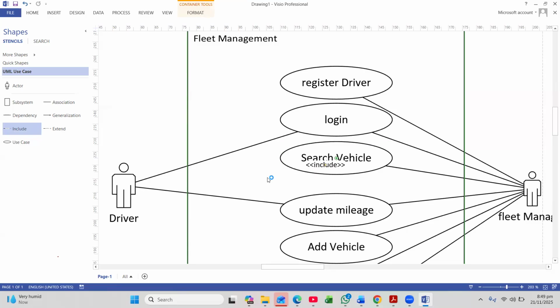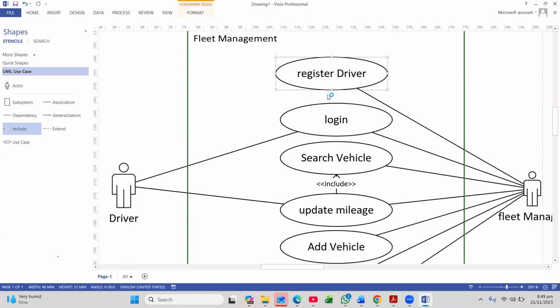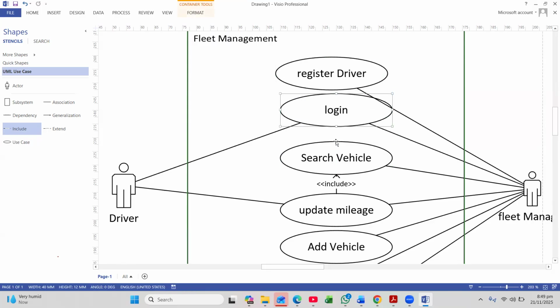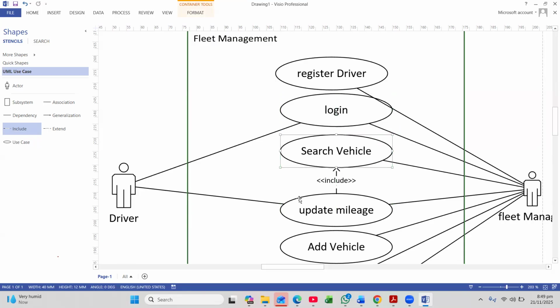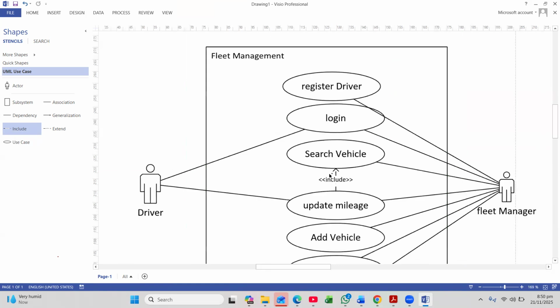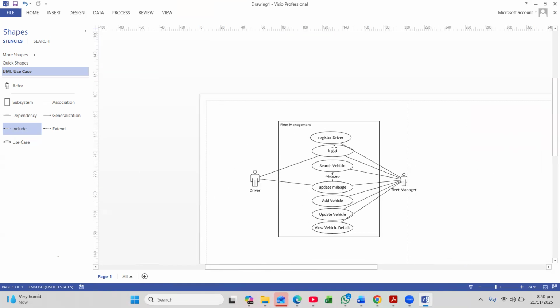One second. There should be an included relationship between this and this. Because if the driver comes to search for the mileage, you should be able to search for what? A car in which he wants to give the mileage. So let me bring this to the top a bit. Let me bring this also to the top a bit. Let me bring this up a bit so we can see our included relationship. So that if I scroll back out here, I'll have this as my diagram.